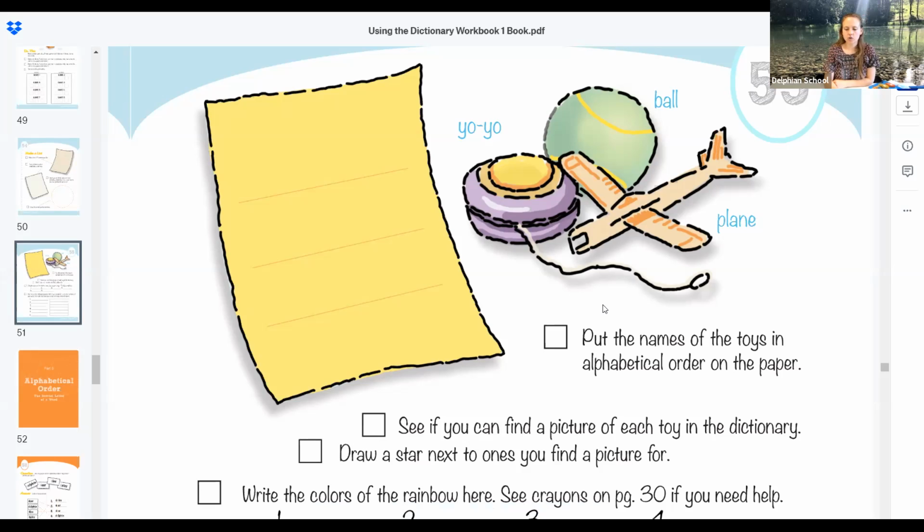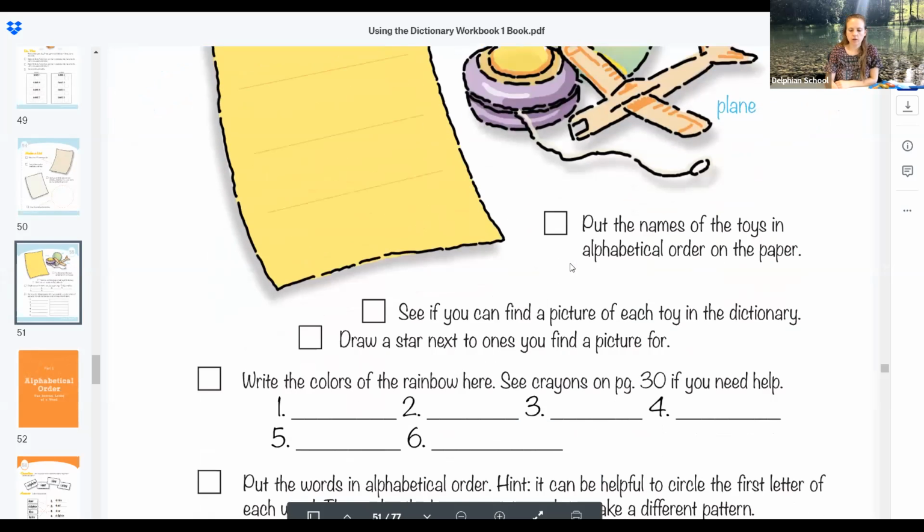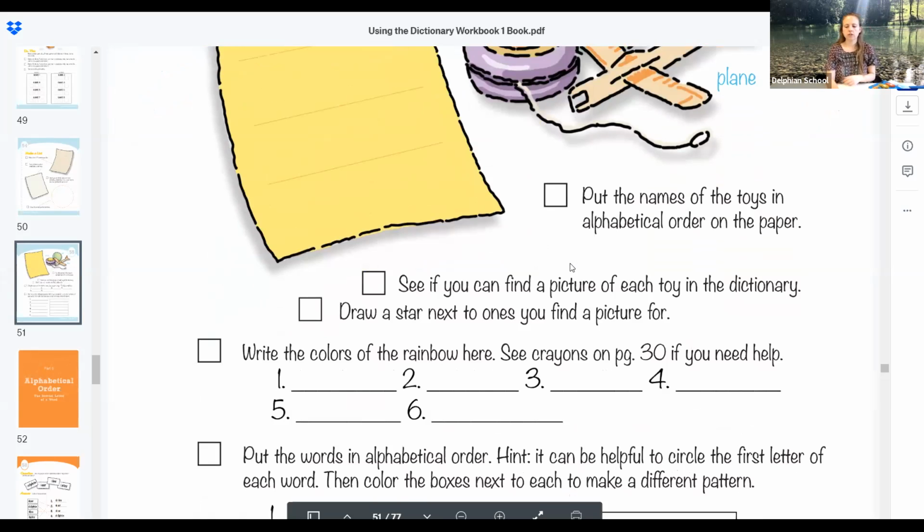Okay, good. So good, we've got them in order. So we're gonna put ball first, and then plane, and then yo-yo. See if you can find a picture of each one in the dictionary. So let's check ball first. Since that one's first, we'll just look at that one. Does anybody have a dictionary at home that they're looking this up in?